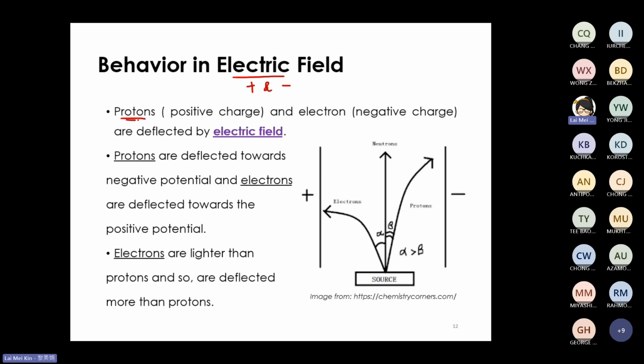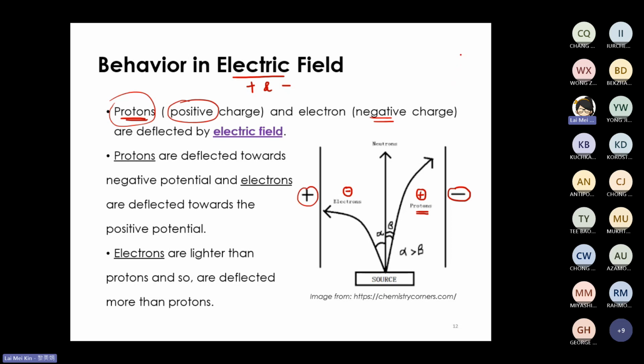Okay, proton is positively charged and electron is negatively charged. So what do you think will be attracted? Proton will be attracted to what? Negative. Okay, so you can see proton is attracted to negative terminal because proton is positively charged. Opposites attract. Meanwhile, electron is negative charge, so electron will be attracted to positive terminal, all right, in the electric field.